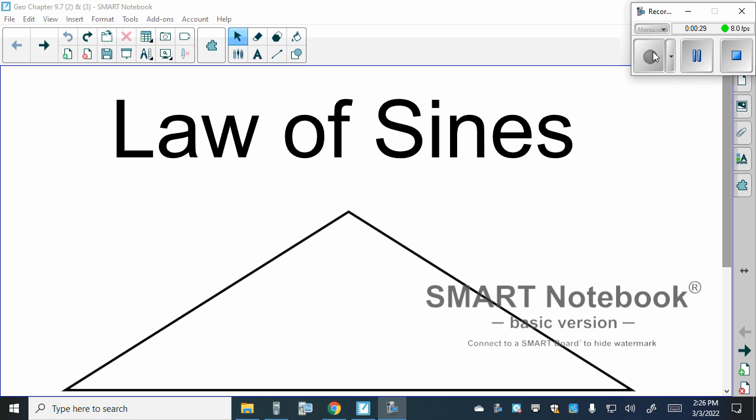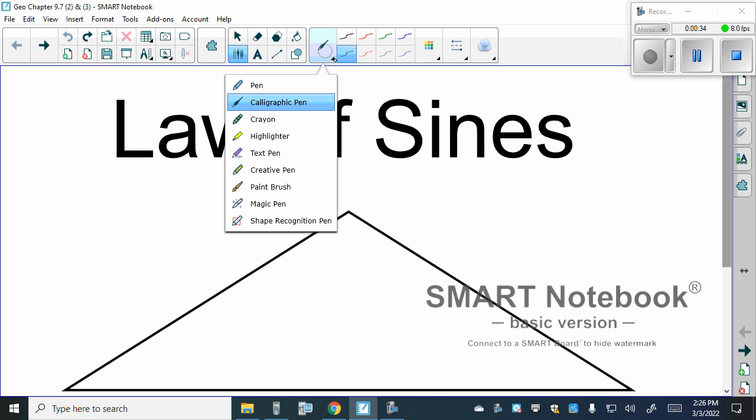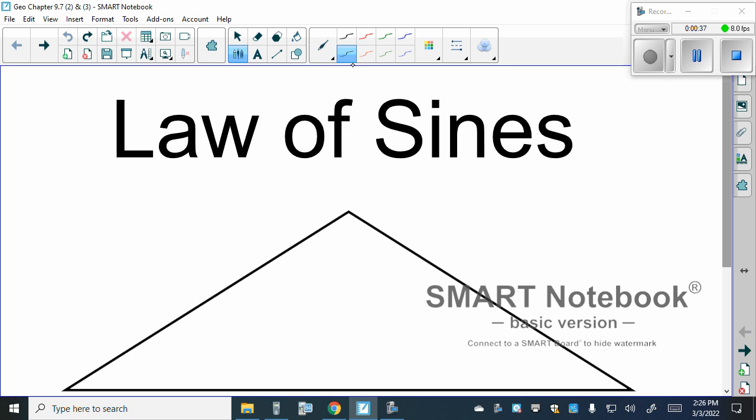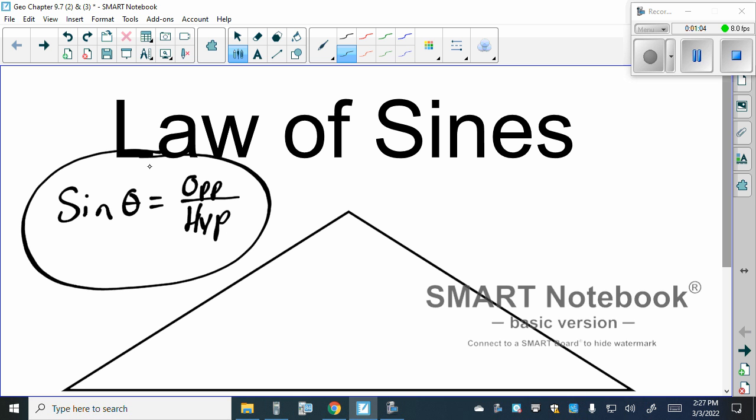Now, sine, what we've worked with so far, sine of an angle was equal to opposite over the hypotenuse, the opposite side length over the hypotenuse, and that's what we went over in chapter 9 so far. But this works only if we have a right triangle. So this here only works if it's a right triangle.